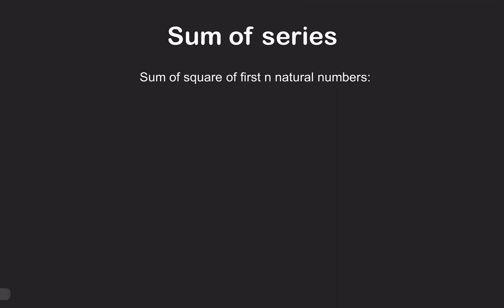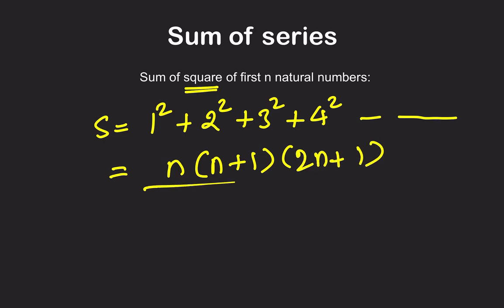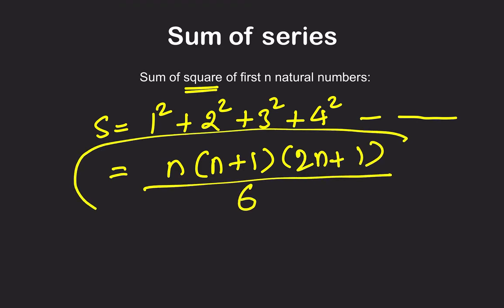Sum of squares of first natural numbers means you have to find 1 square plus 2 square plus 3 square plus 4 square and so on. So the formula for this, note it down, is n into n plus 1 into 2n plus 1 by 6. This is the formula when we are looking at the squares of first n natural numbers. n into n plus 1 into 2n plus 1 by 6. I hope it is clear.